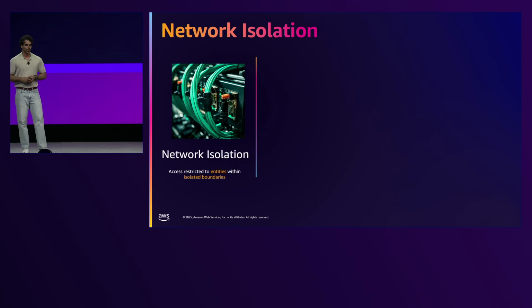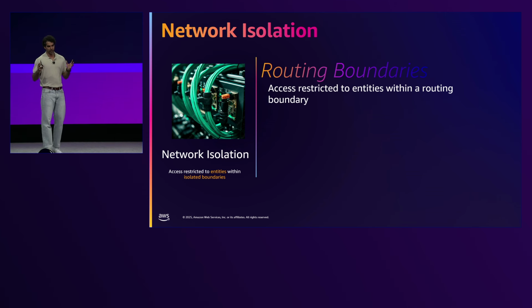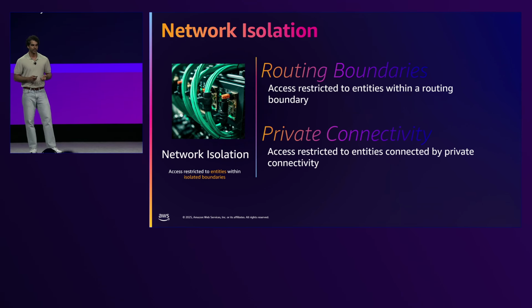So let's talk about network isolation. Here, what we are saying is we will restrict access to authenticated entities within isolated boundaries. And within this isolated boundary, everyone's allowed to talk to each other. How do we do that? We can do it two ways. One is by creating routing boundaries, right? So we create a routing boundary, and all hosts within the routing boundary can route traffic to each other. And the second is by creating private connectivity. So we'll create private connectivity between two hosts, and only those two hosts can talk to each other because they are connected by this private connectivity.